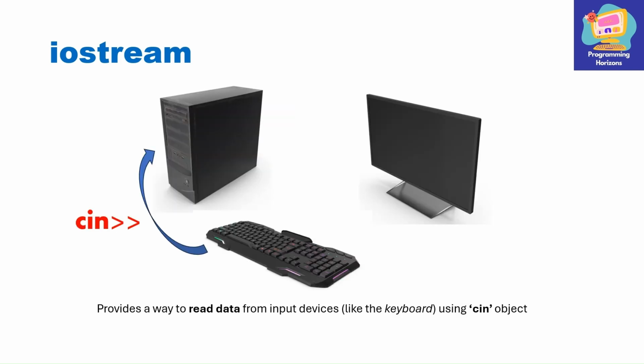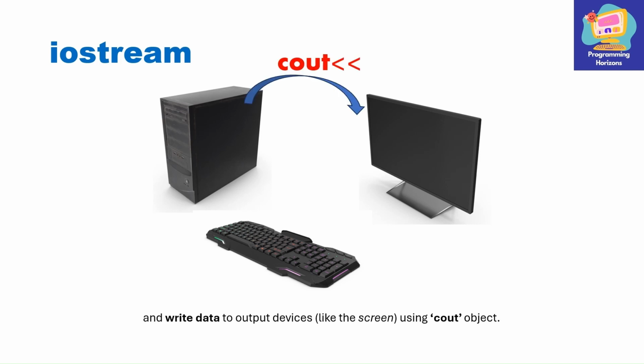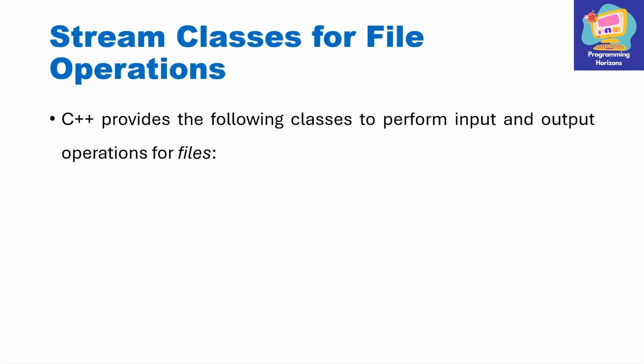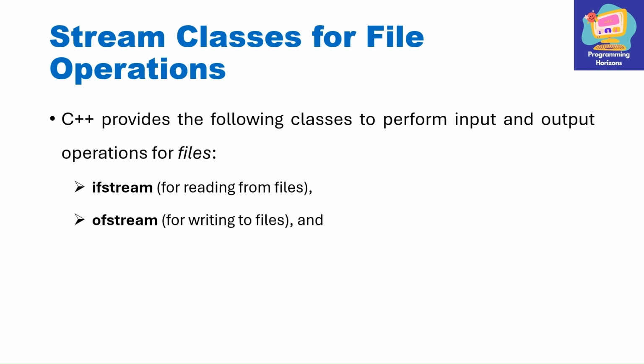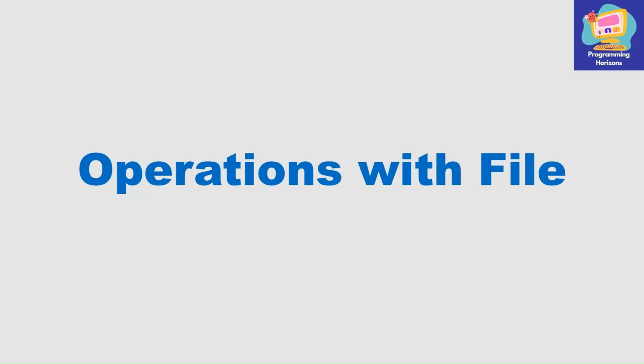It provides a way to read data from input devices like the keyboard using cin object, and also allows us to write data to the output devices like the screen using cout object. In the same way, C++ provides us stream classes for performing file operations. These include ifstream for reading from files, ofstream for writing to files, and fstream for both reading from and writing to files. Let us now discuss about operations with files.